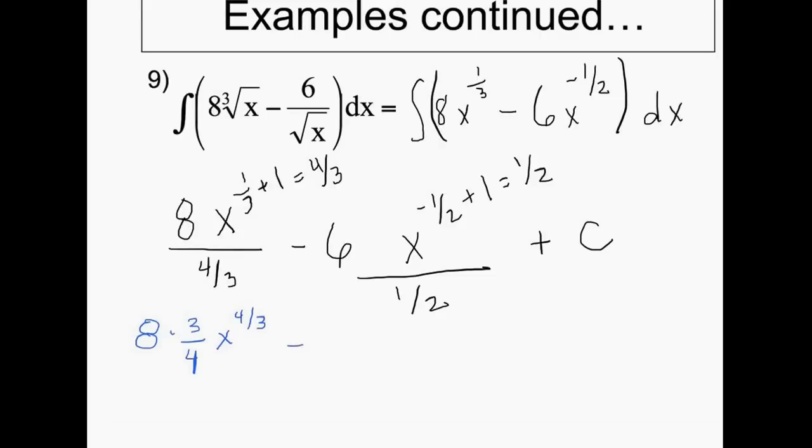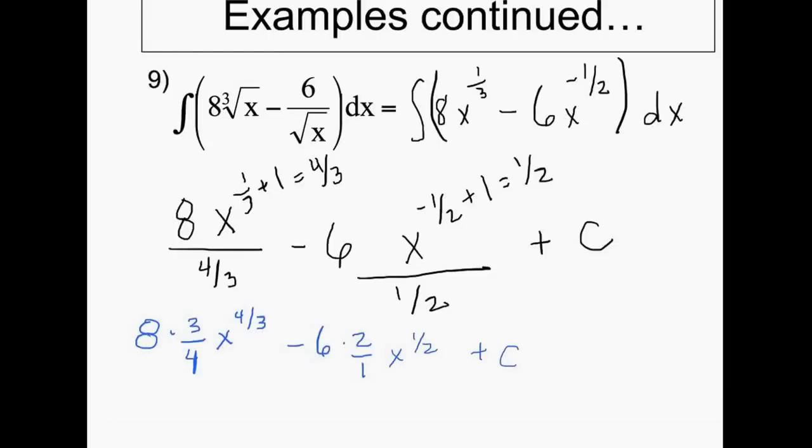Minus, well, here we're going to take 6, multiply it by 2, because when we divide by 1/2, that's the same thing as multiplying by 2. I'm going to write it like this so that those of you who don't see it might be able to see it in that respect. x to the 1/2 power plus c.